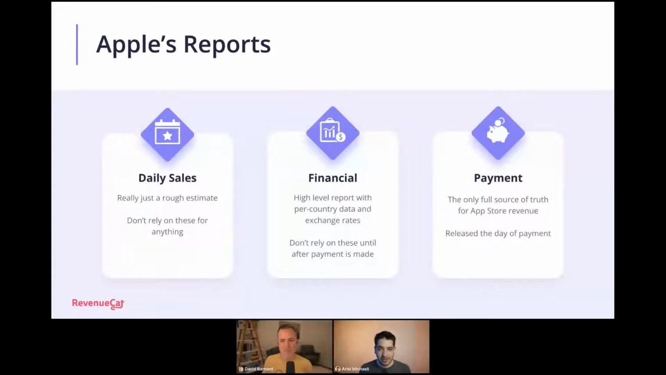So all those on their own are kind of useful for different purposes. But what if you want to know exactly how much money a specific app made? And I only ask that because the payments report doesn't always have the data the way you want it to be.